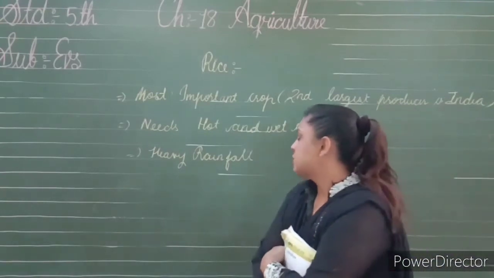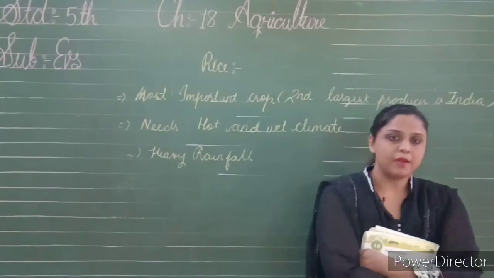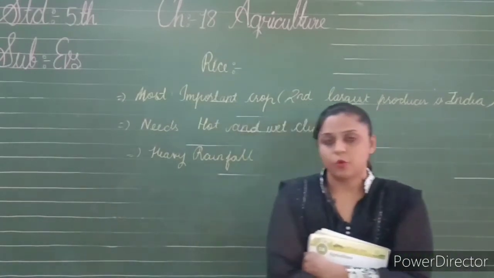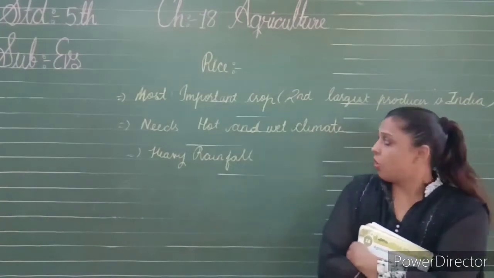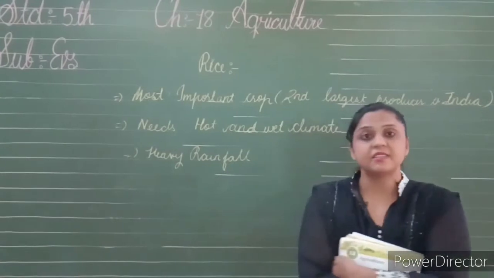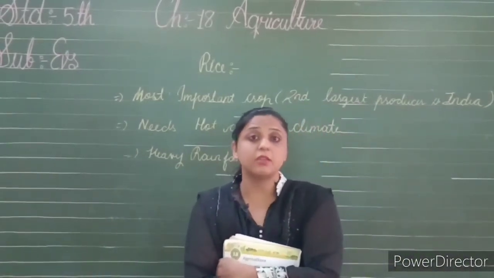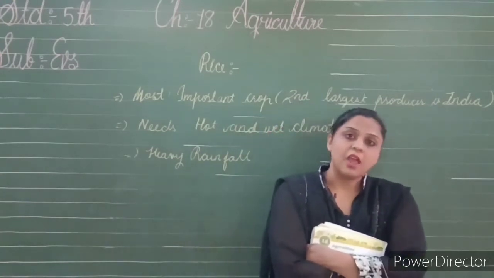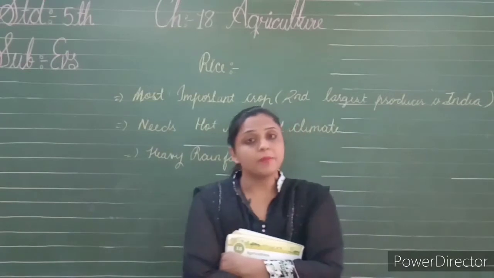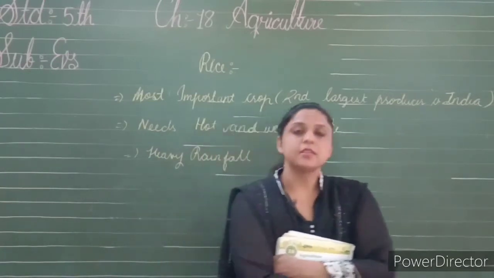Now it needs a hot and wet climate. So as I told you, every crop and plant has different characteristics to grow. So this crop of rice needs a hot and wet climate. Next, it needs heavy rainfall. So most of the rice is grown in places where there is heavy rainfall and a hot and wet climate. What do you mean by wet climate? The climate in which moisture is more.